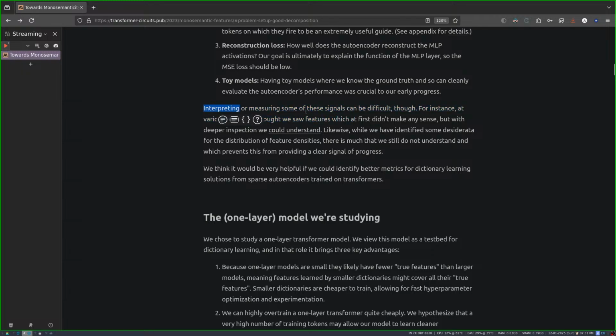Interpreting or measuring some of these signals might be difficult though. For instance, at various points we saw features which at first didn't make any sense, but with deeper inspection we could understand.